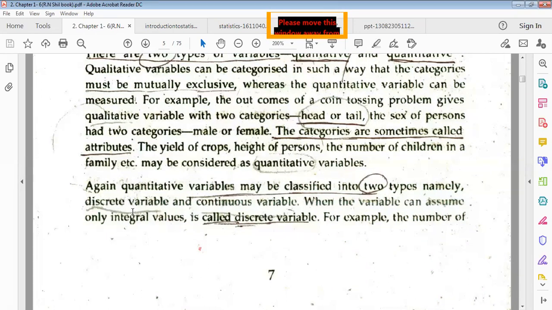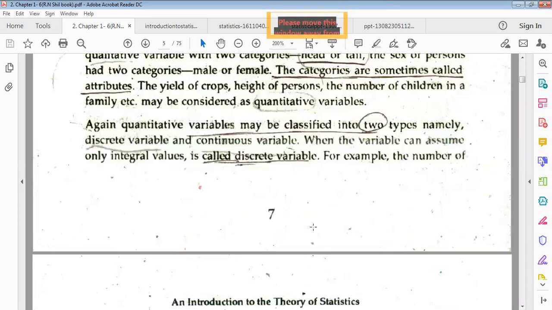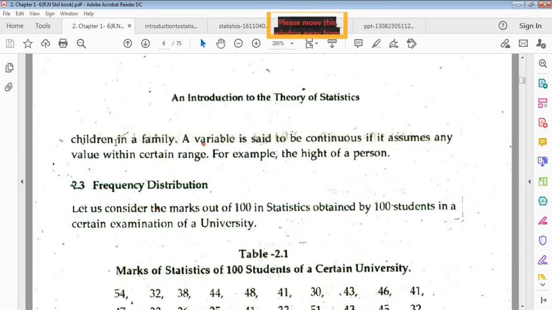You can make a class interval for specific data, then this will be what? Continuous variable. Now, discrete variable: suppose the marks of 30 students are given as values. Actually, this is the discrete variable. After making a table using tally, you can make a class interval. Then it actually becomes a continuous variable. When the variable can assume only integral values, it is called discrete. For example, the number of children in a family.